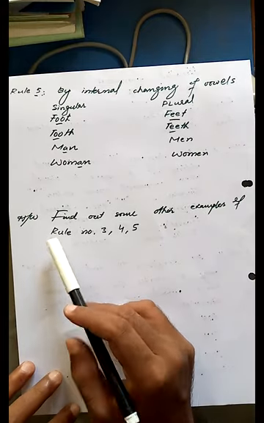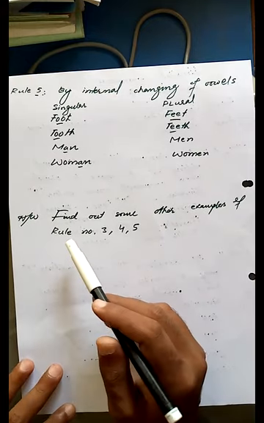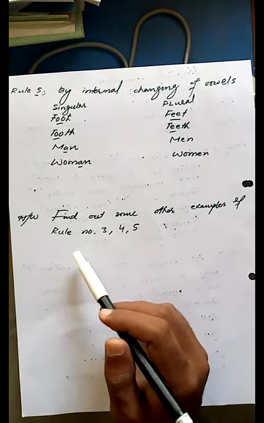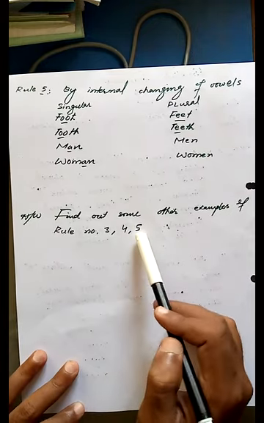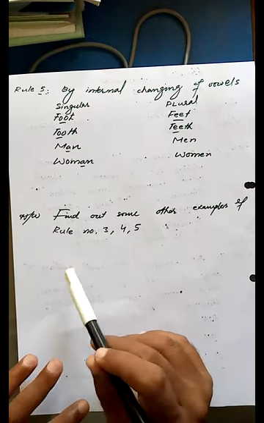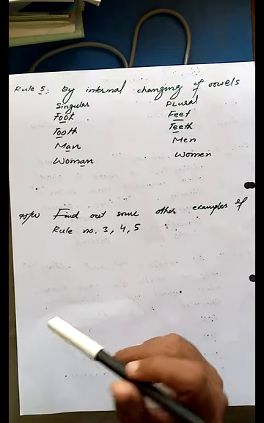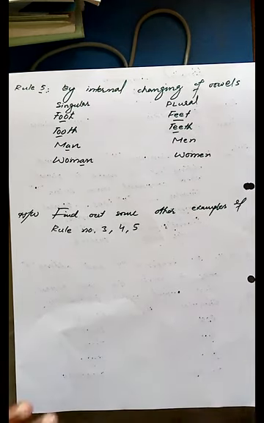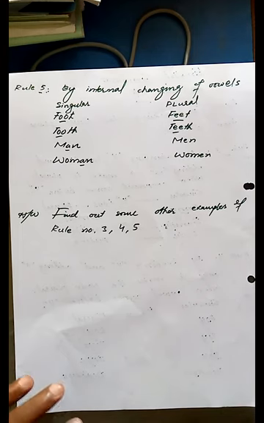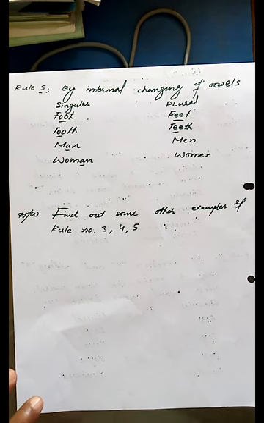And it is time for you to take your homework: find out some other examples of rule number 3, 4 and 5. You have to make examples of other words that define rule number 3, 4 and 5. You have to find 5 words of each rule, so there will be 15 examples in total.